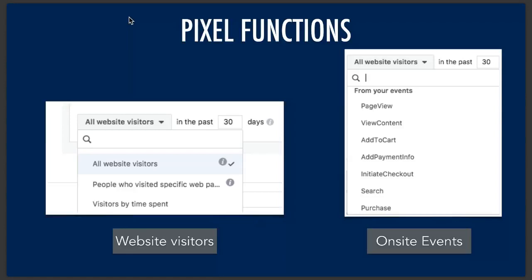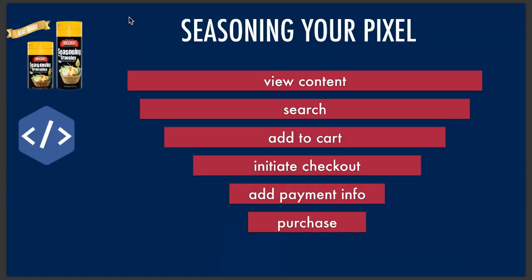Now, on the right-hand side, you have on-site events. These are super, super important. You have the page view. Page view is basically every single page view, but view content is more page views triggered by your ads. So this is a super important distinction. Add to carts, very self-explanatory. Add payment info, very self-explanatory. Then initiate checkout, search, people who actually search your site, and purchase. This is how I see the hierarchy. So with your pixel, this is what I mean by seasoning your pixel.